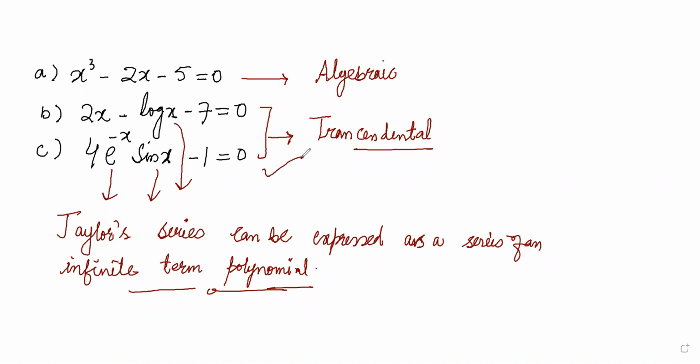Whether you have a transcendental equation or an algebraic equation, both can be solved using the false position method.